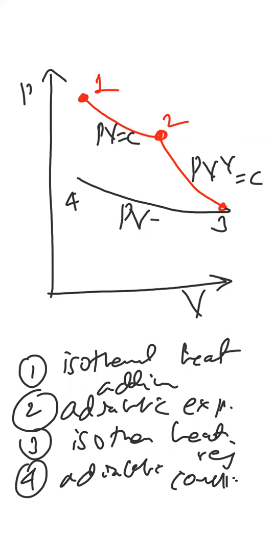So this is again PV equal to constant. In this process, heat is added to the gas.